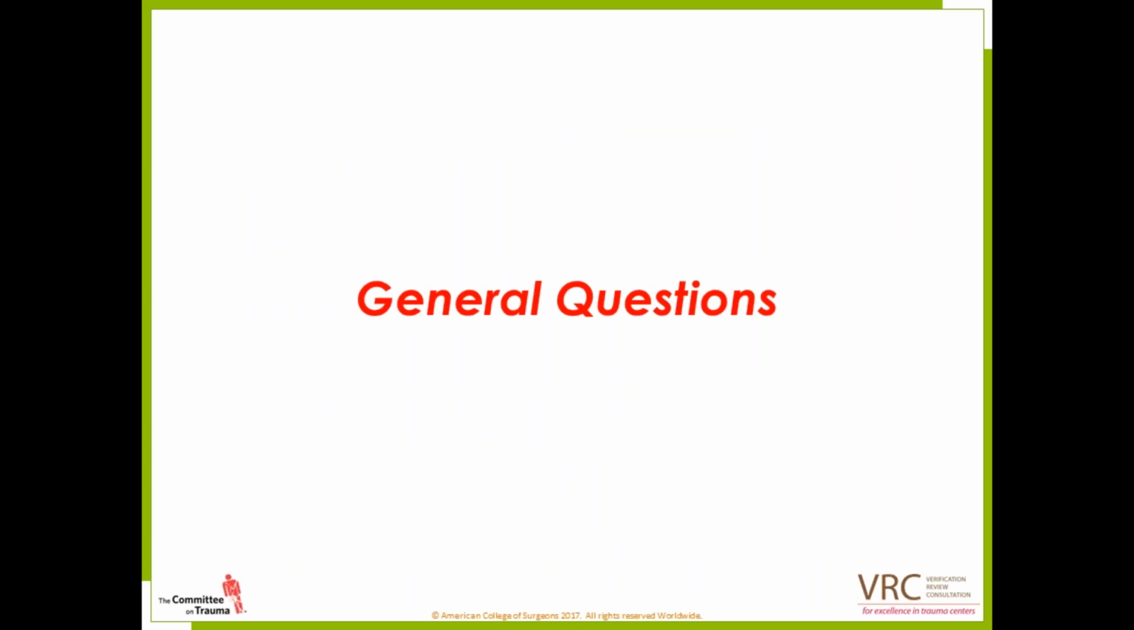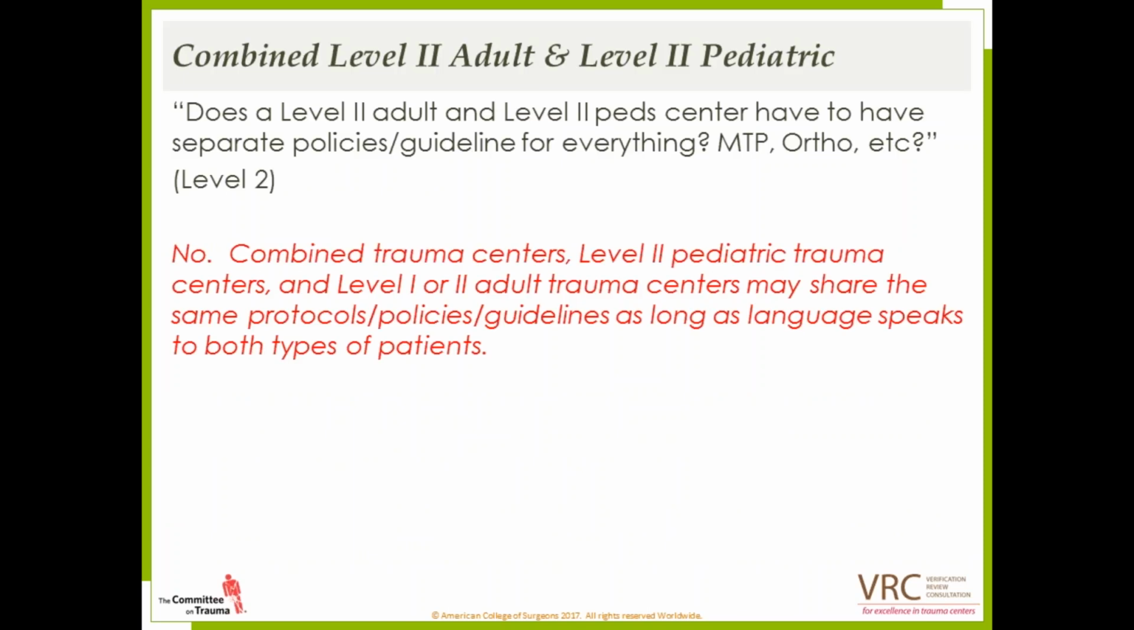So we're going to go ahead and move on with general questions. I had a question about combined level 2 and level 2 pediatric trauma centers. They're asking, does the center have to have separate policies and guidelines for everything, meaning the MTP, ortho schedules, etc.? So no, the answer is for combined trauma centers, a level 2 pediatric trauma center with a level 1 or level 2 adult center may share the same protocols and policy guidelines, as long as the language speaks to both types of patients. So that's acceptable.